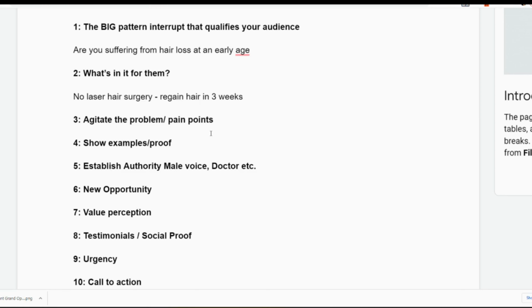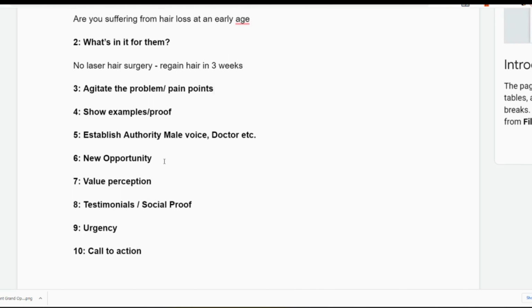And then you want to use an authority voice. Then it has to be like a new opportunity. If someone really is suffering from whatever problem you're promoting, or solving, should I say, they've probably tried a lot of stuff in the past that hasn't worked. If it's weight loss, they've tried workout plans, they've tried diets, they've tried all these things, and you have to come from the position that this is not that, this is something you haven't tried before. And you don't even have to tell them what it is.